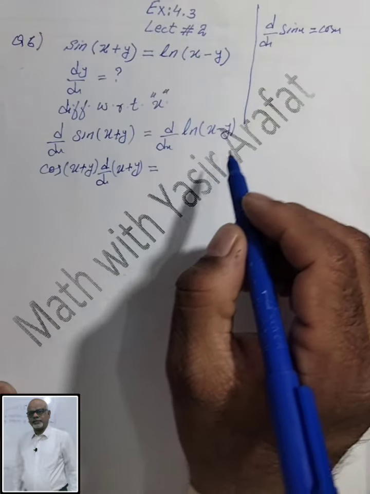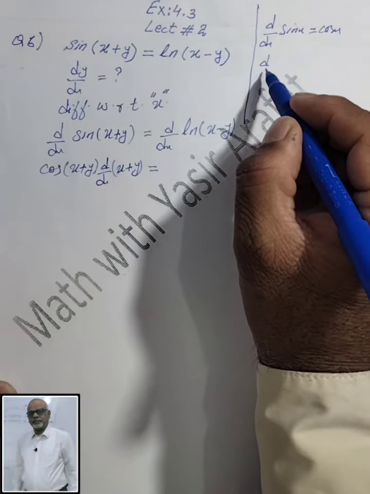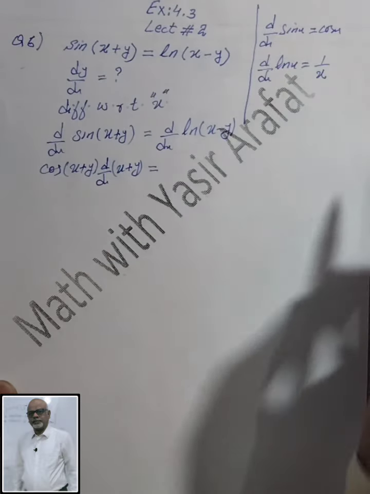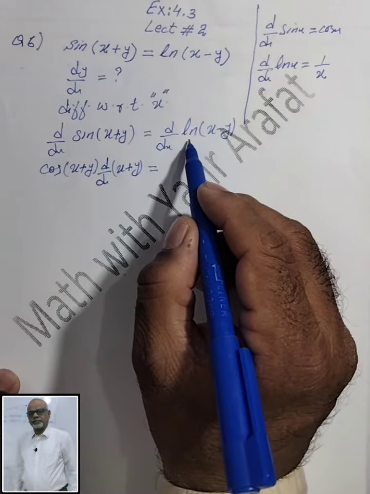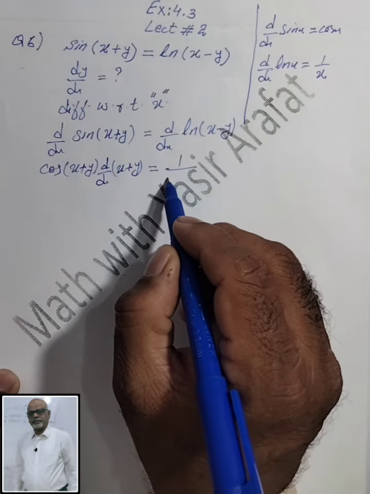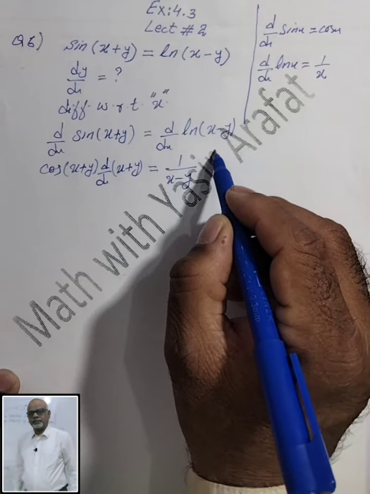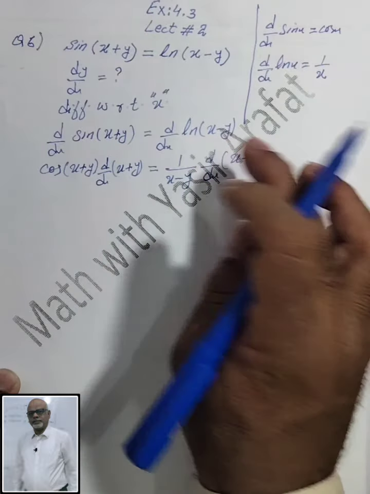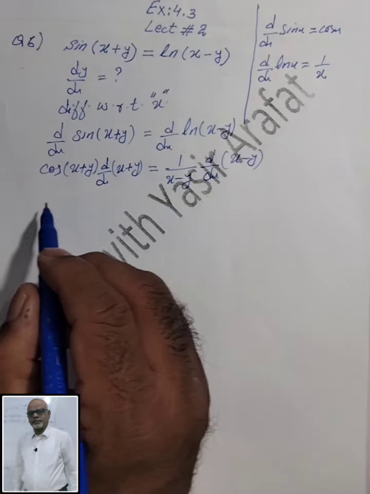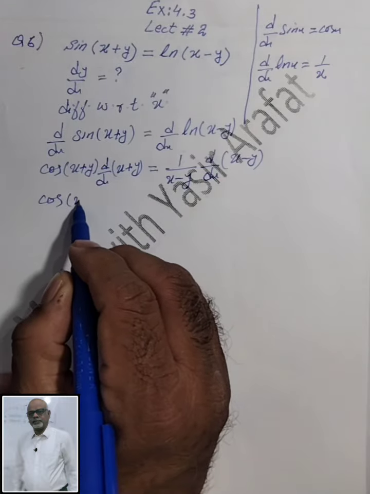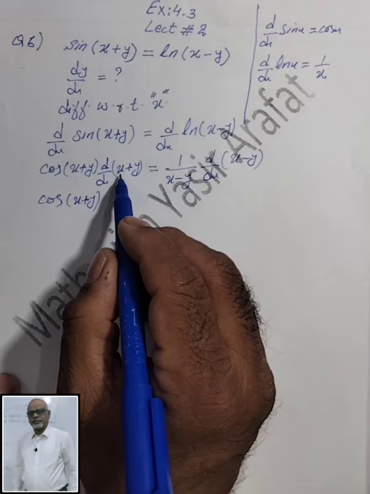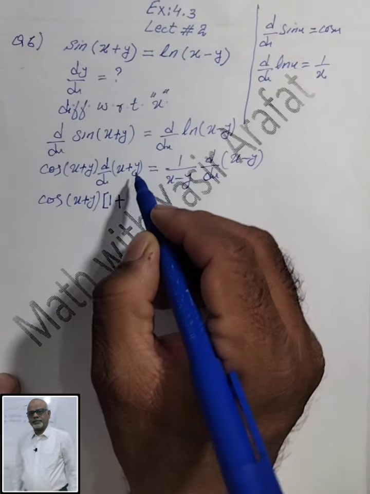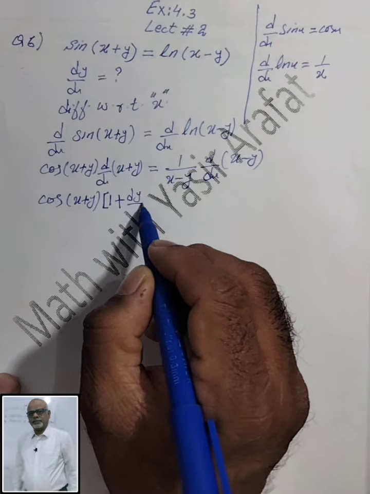Now come to the right hand side. This is the derivative of ln, and we know that the derivative of ln x is equal to 1 over x. So here the derivative of ln of x minus y will be 1 over x minus y, and then we have to find out the derivative of x minus y. So here this is cos of x plus y, remains same. Now here the derivative of x is 1 and the derivative of y is dy over dx.